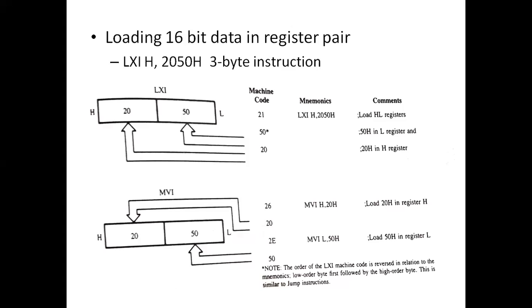This is the instruction LXI, which is going to load the 16-bit number defined within the instruction into the register pair. If the register pair mentioned here is the HL pair, then 2050 will be stored in the HL pair. One more very important thing: the lower byte is considered first, then the higher byte. The lower byte will be stored in the lower-order register of the register pair, and the higher byte will be stored in the higher-order register of the register pair.